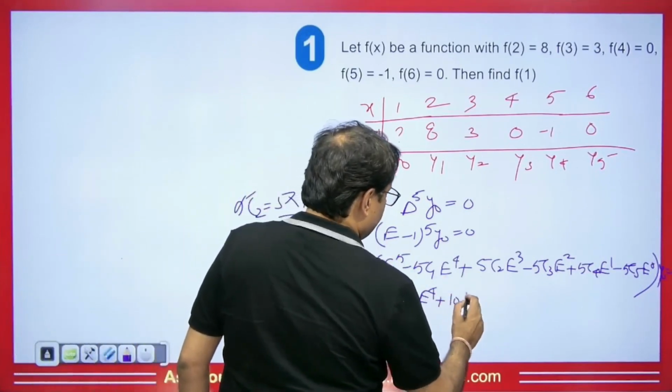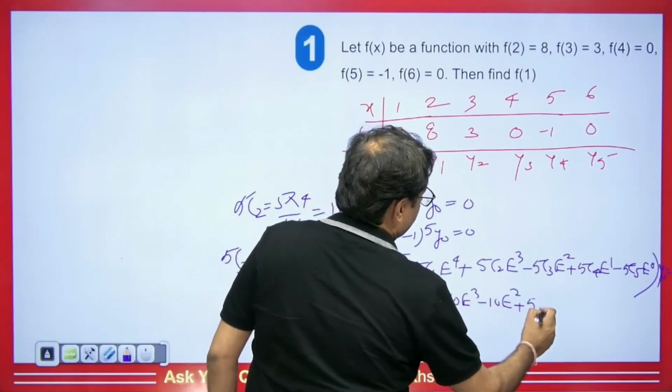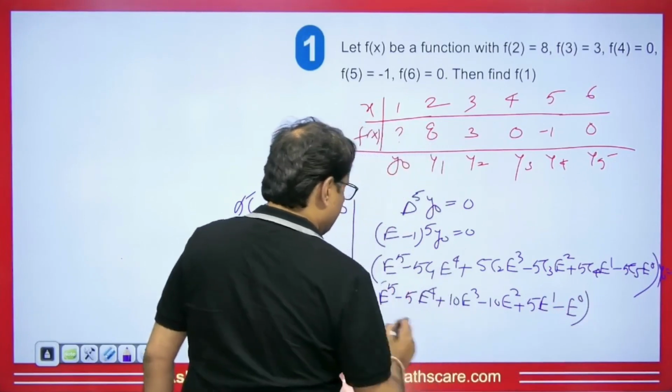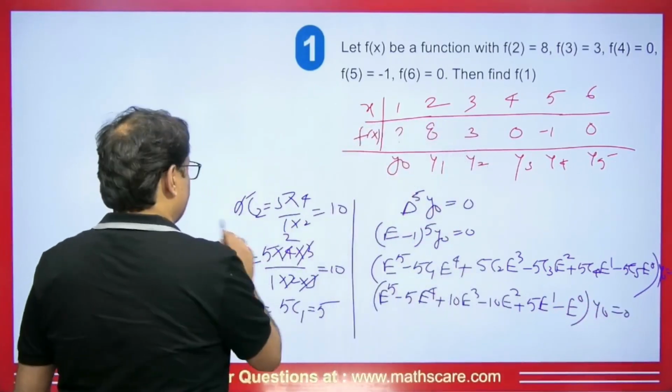5C2 will be 10E cube. That will be 10E square. We will get 5E minus E power 0, that is 1, E will come. And this will be y0. So what do we do with this y0? We multiply it inwards, okay?